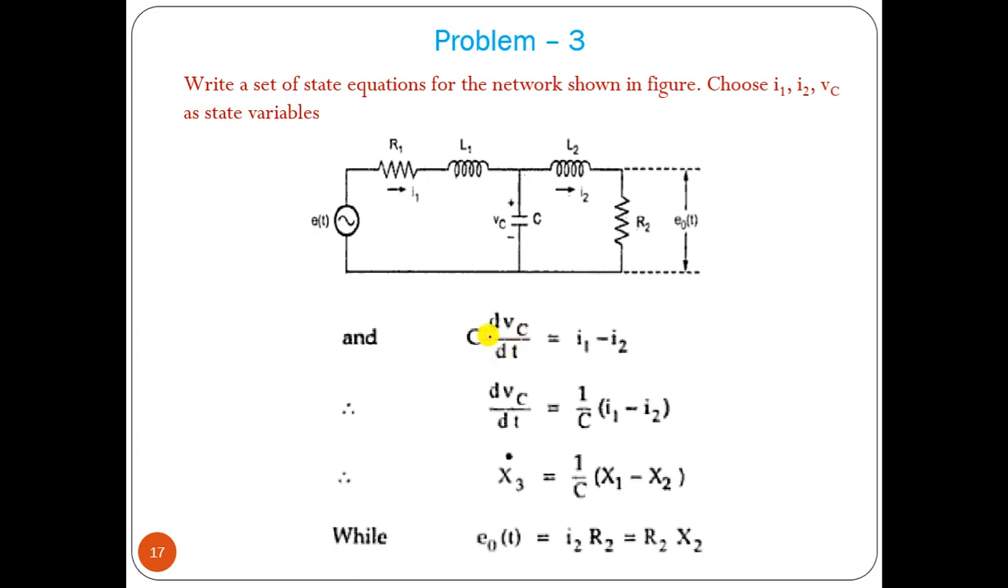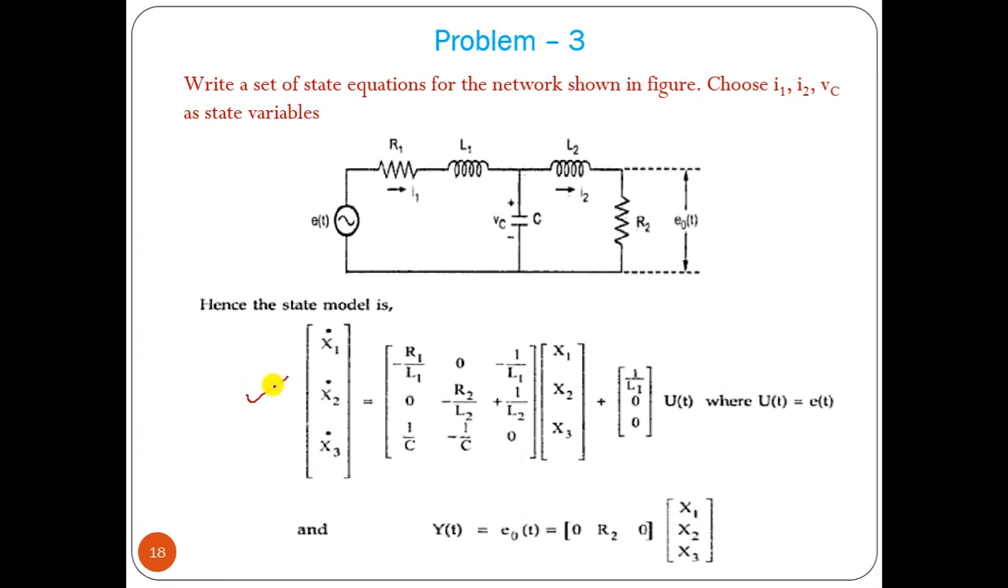Now what we know is that the capacitor current equals C dV/dt. Now what is the current? I1 is flowing, and I2 current is flowing this way, so I1 minus I2 equal to C dVc/dt. So dVc/dt we can find out with respect to x1, x2. And output equals what? I2 into R2, I2 means x2, so x2 into R2. So we know all these equations, this is the output equation, so we can write the state model. So this is your A matrix, B, C matrix, that's all.